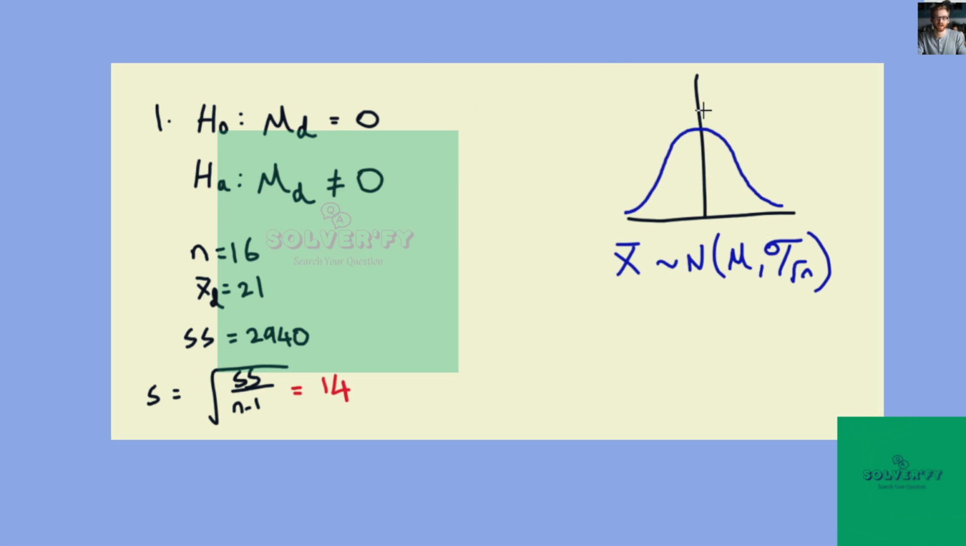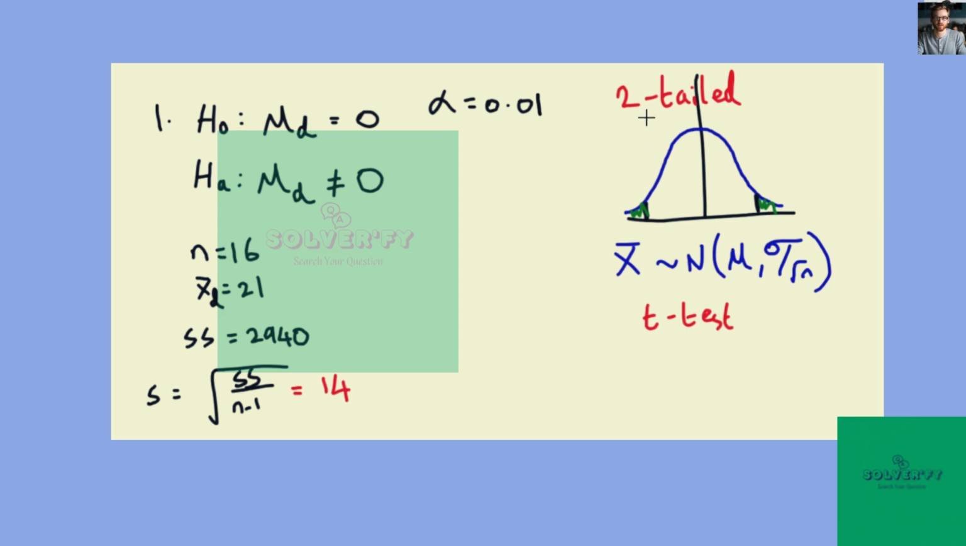Now, because sigma is unknown, it's going to be a t-test. I'm going to find the critical values and I'm going to find the test statistic. So it's a two-tailed test, meaning that we have two rejection regions. I care if the difference is very negative or very positive. So you have two rejection regions. They are going to split alpha between them.